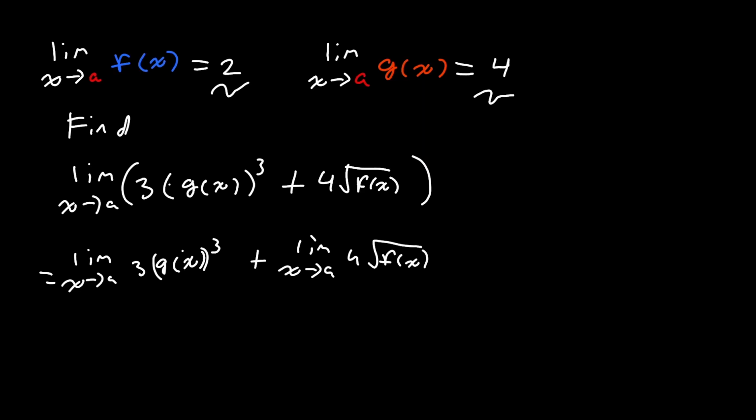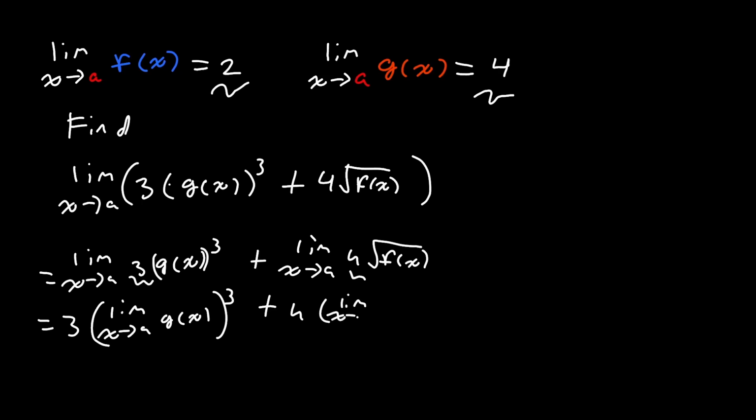We have an exponent here, and technically we have a square root here, which is just the exponent of 1/2. Exponents are just repeated multiplication, so really we can just use the same multiplication rule. So let's take out the constant multiples first. So it'll be 3 times, and here we use the multiplication rule, the limit as x approaches a of g of x, and it will just be cubed. And similarly, it'll be 4 times the limit as x approaches a of f of x, all under the square root.